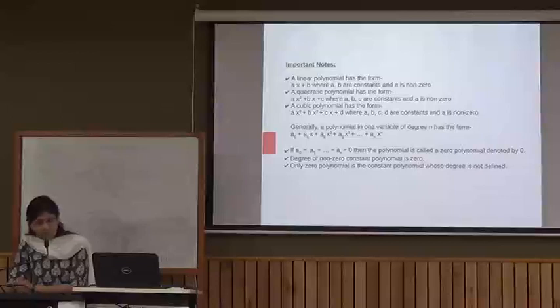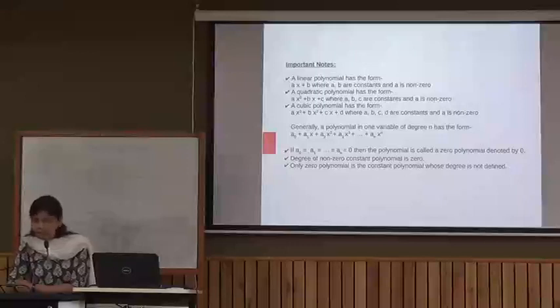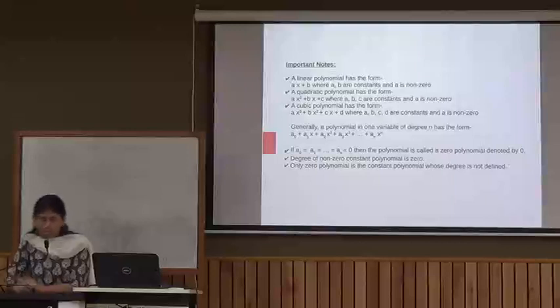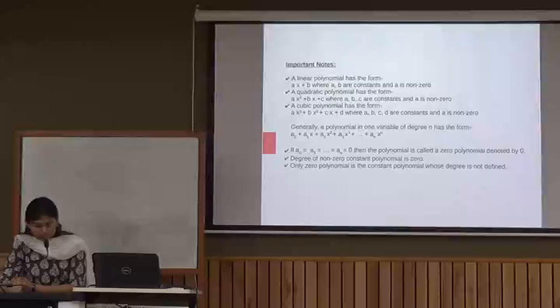Simply because if a is not equal to 0, then, for instance, in a linear polynomial, if a is equal to 0, then we are just left with 0 into x plus b, which is equal to b, which is not a linear polynomial, but is a constant polynomial of degree 0 if b is not equal to 0. Therefore, while defining the general forms of polynomials, it is mandatory to say that a must be non-zero.